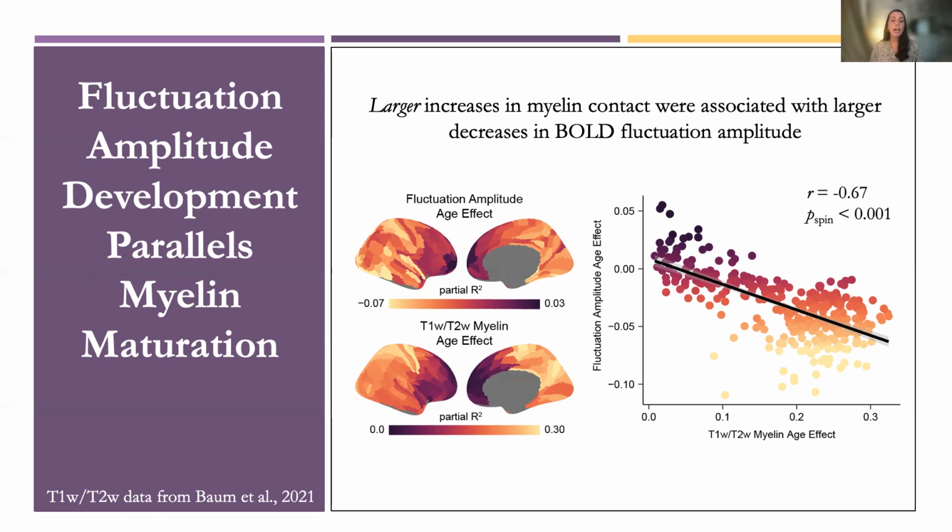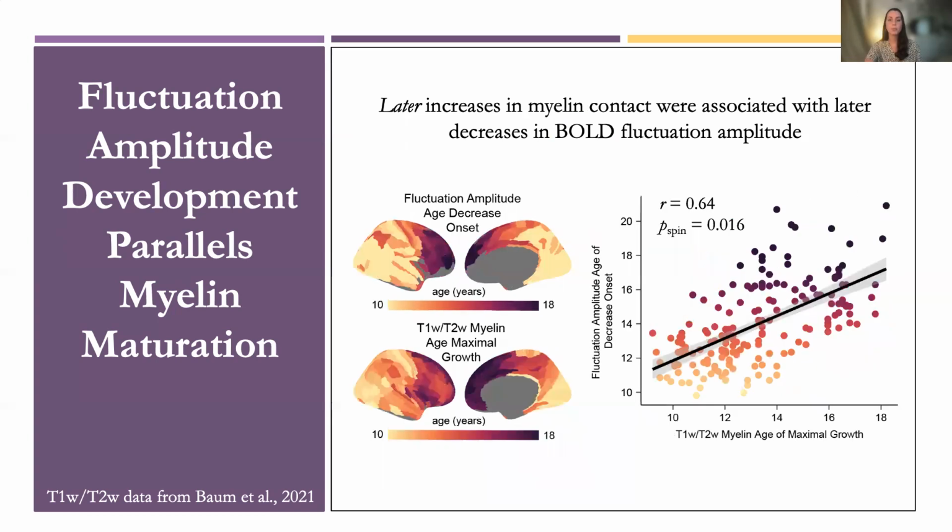We compared our data to results from Graham Baum and Leah Somerville's recent paper characterizing the development of the T1-T2 ratio in youth 8 to 21 years old. Fluctuation amplitude and T1-T2 ratio overall age effects were very strongly inversely correlated, indicating that cortical regions that undergo larger increases in myelin content from childhood to adulthood additionally experience larger decreases in BOLD fluctuation amplitude.